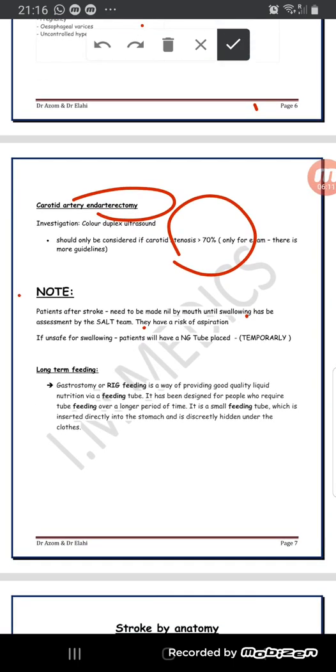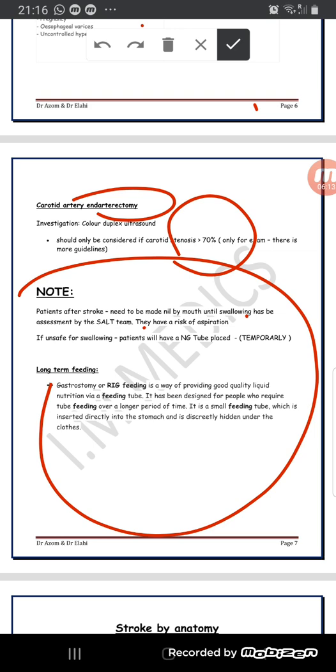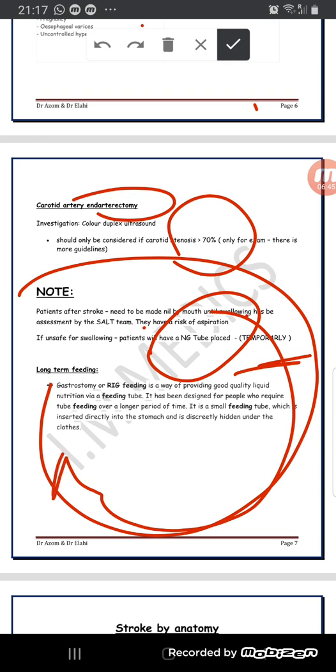Okay, and the feeding tubes for stroke. Now, generally, patients who have stroke have a risk of aspiration. So obviously, the swallowing is not safe, so it can lead to aspiration, which can lead to aspiration pneumonia. So therefore, we review the patient by SALT, speech and language therapy. They will assess the swallowing ability. Patients who are unsafe for swallowing will be placed on an NG tube temporarily, and obviously we can't keep the NG tube for long. It's temporary. Okay, so therefore we need to think of more long-term feeding, such as a PEG or such as a RIG tube, which is the same thing as PEG.